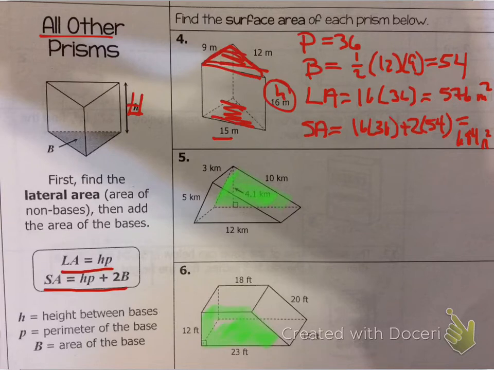So in this case, your height for this prism is 3, and for this prism is 15. All the other numbers will help you find the perimeter or the area of the base. But that height will be there to go in this little number, like here. Okay, so let's look at this one.